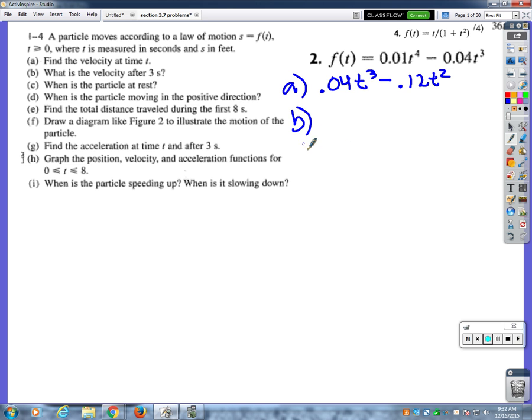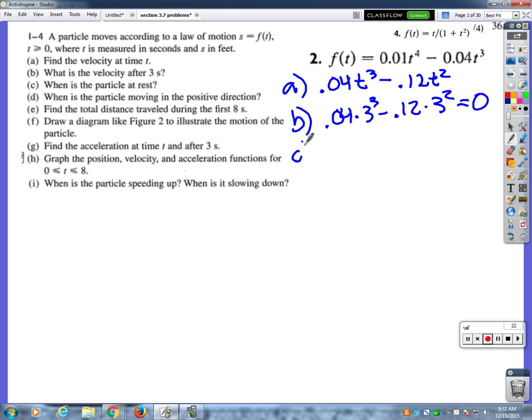So you plug in 3 for t. And when you get to that, did you get 0? Yeah, 0.